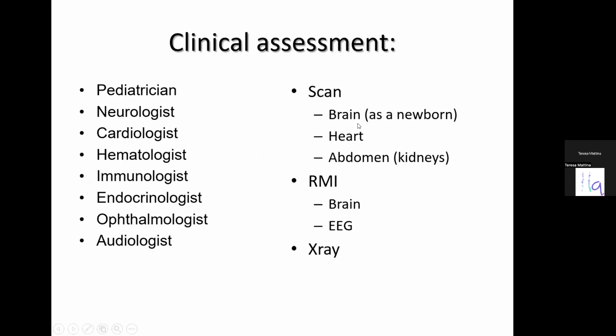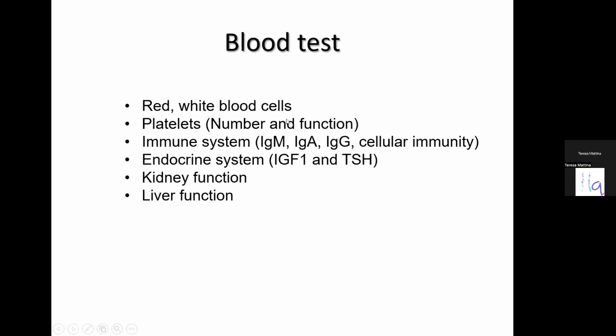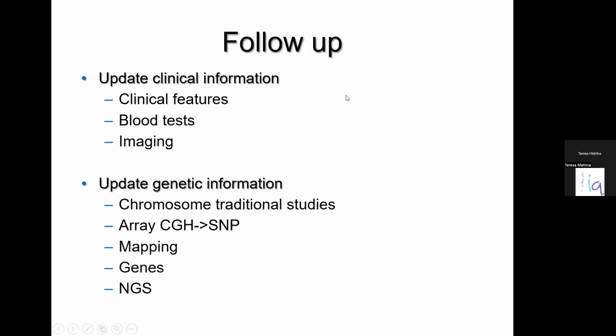In the early period, the perinatal period, you can scan the brain, and you should scan the heart and abdomen to see the kidneys. MRI should be done on the brain, EEG, X-rays, and blood tests, routine blood tests, but also number and function of platelets, immune system, endocrine system, kidney function, and liver function. In the follow-up, clinical information must be updated and genetic information must be updated.